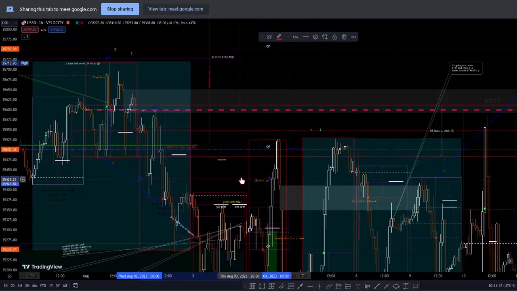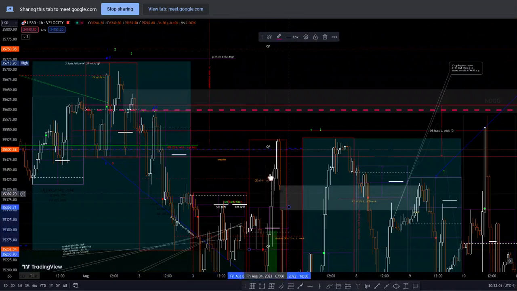But this was consequent encroachment of a wick, which is 50%, which price usually reverses off of. And you can see right here, this long wick, and then price reversed and came down here. So I got out here at consequent encroachment of a wick, even though it went higher. But I should have seen that. You have to look for the multiple confluence. This is the weekly opening price, and it was a QP.